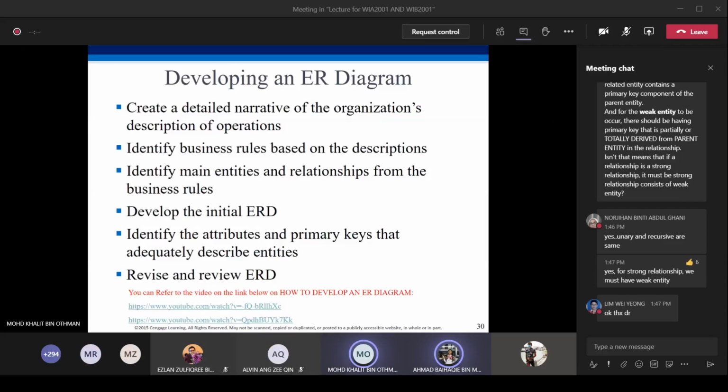after you identify... tinggi satu kat mana? After class, can you mute?